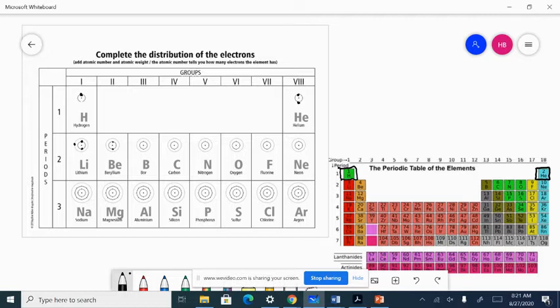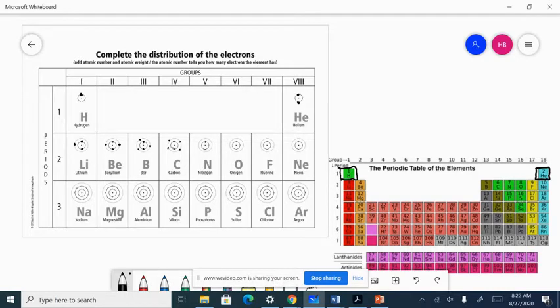Beryllium is in the 4th position, so he has 4 protons in the nucleus and 4 electrons, 2 in that first shell, 2 in the second shell. I'm going to keep filling it up, and you notice the second row has 8 elements in the second row. That's because the second electron shell actually holds 8 electrons, not like the first one that only holds 2. So carbon has 6 total. That'll be 2 in the first shell and 4 in the second.